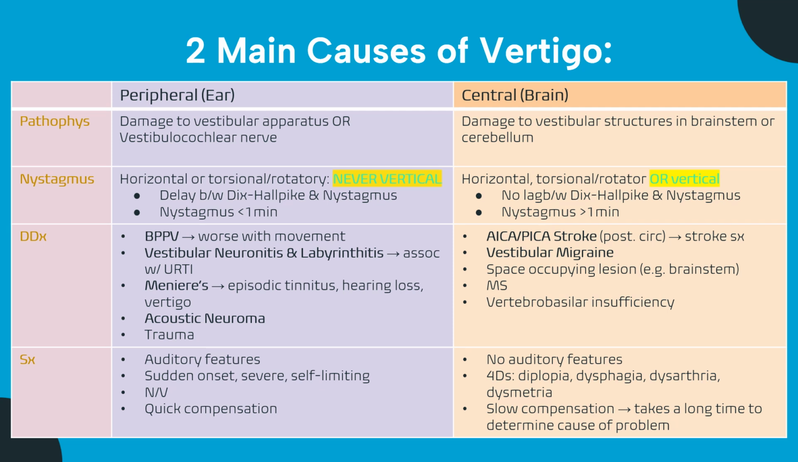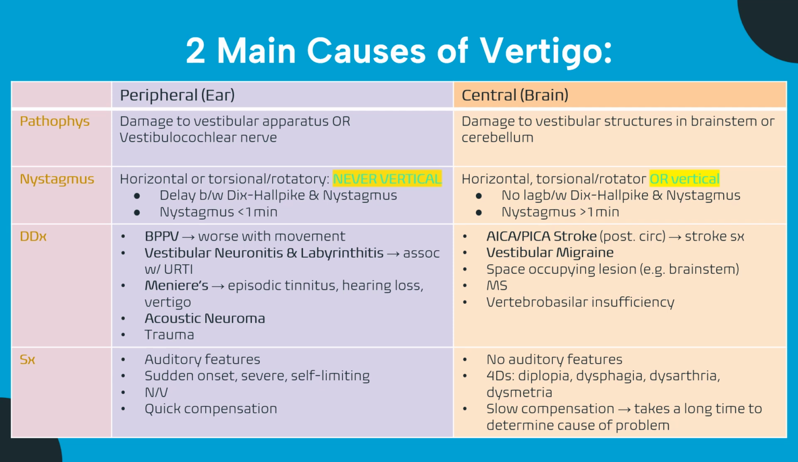In terms of your central pathology, so that's vestibular structure in your brainstem or cerebellum, you can actually have a vertical nystagmus. So if you see a vertical nystagmus, it's always central. Not even until proven otherwise. It's just never peripheral. Or okay, you can't say never, but 99% of the time. Horizontal, it can also be torsional rotatory. So those ones obviously wouldn't be excluding peripheral, but vertical is a big red flag. There'll be no lag between your Dix-Hallpike and your nystagmus, so it's not affected by that peripheral kind of movement, and it can be a longer lasting nystagmus.